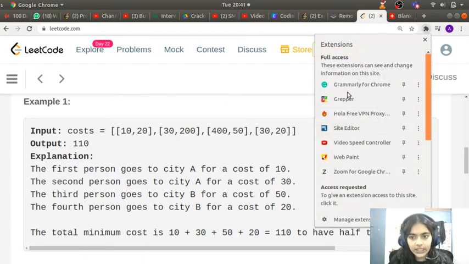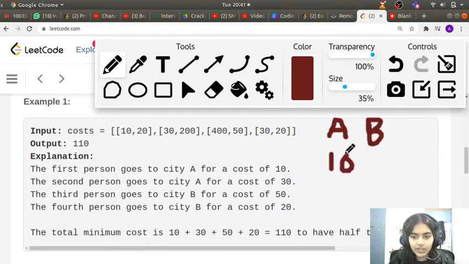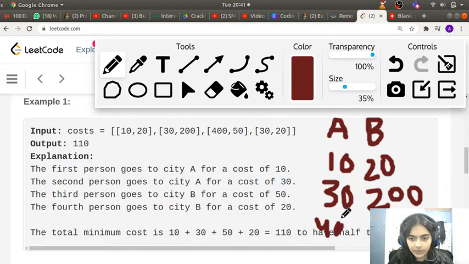So we'll consider this case itself. In this case we have people who are willing to fly to city A and city B. The cost for flying the first person to city A is 10, and the cost of flying him to city B is 20. Considering the second person, the cost to fly him to city A is 30, and to city B is 200. For the third person it is 50 and 400 respectively, and for the fourth person it is 30 and 20.